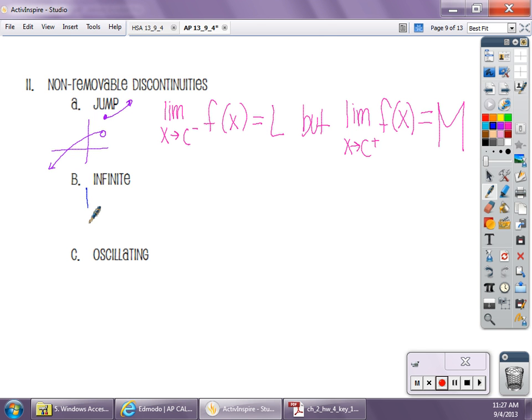Infinite. That's an infinite discontinuity. There we go. What are they the same as? Vertical asymptotes.